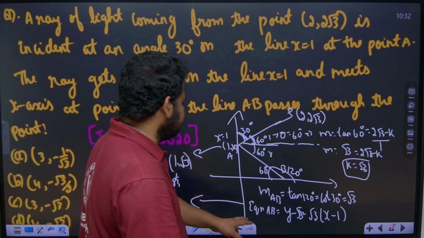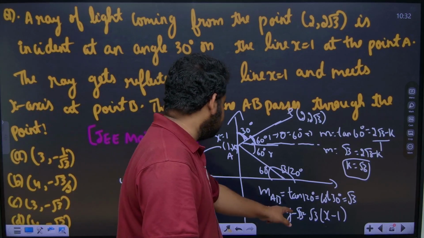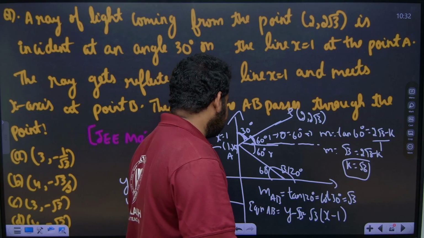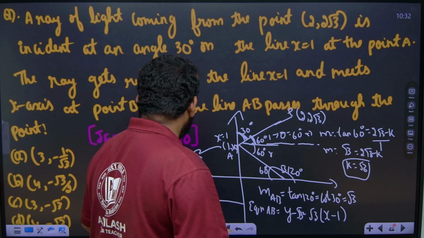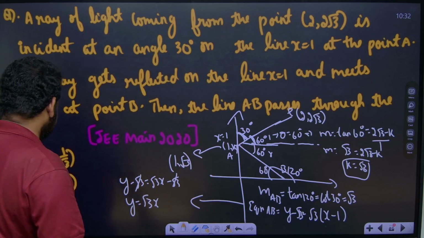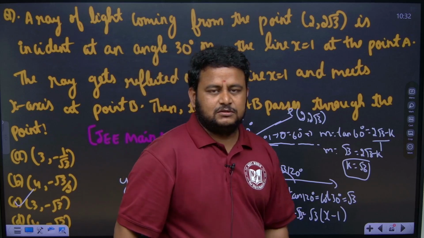So let's look at the equation of the line. Y minus y1 is y minus root 3, m is root 3 into x minus 1. So y minus root 3 is root 3x minus root 3. So you will get y is equal to root 3x. The one that is satisfying this line is 3 comma minus root 3. You can check by yourself. So till here we have done.